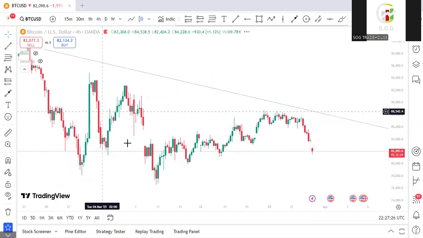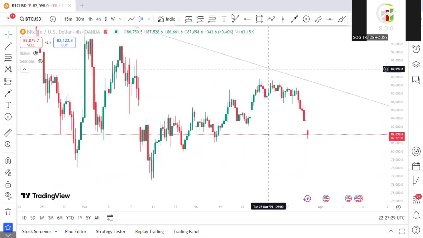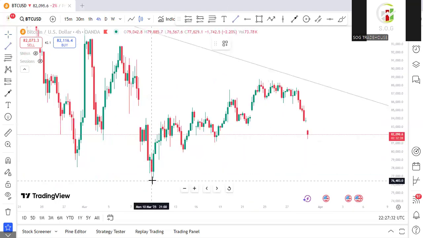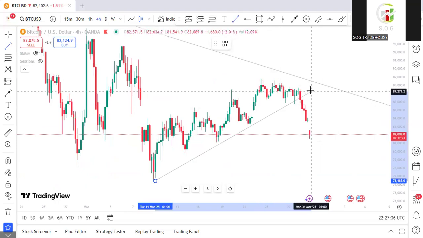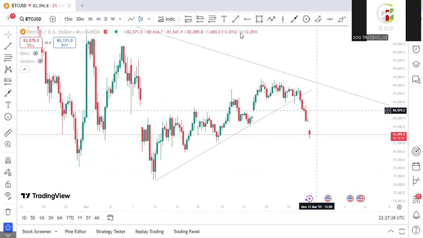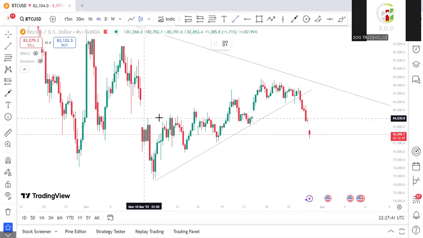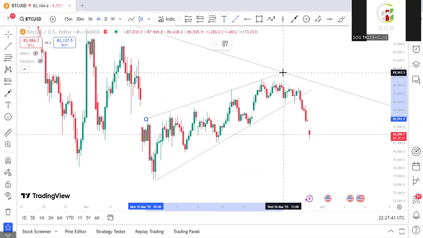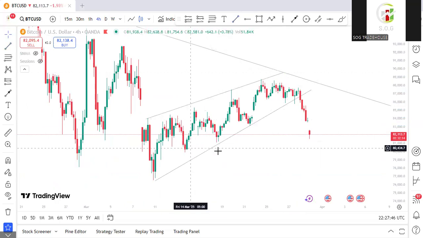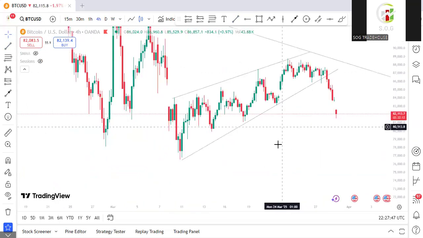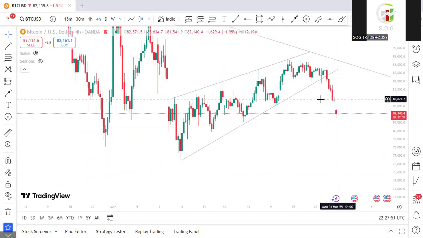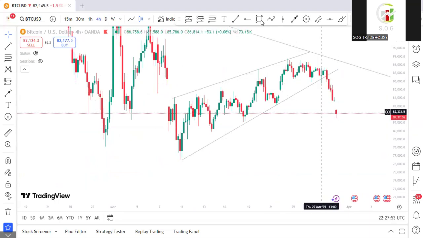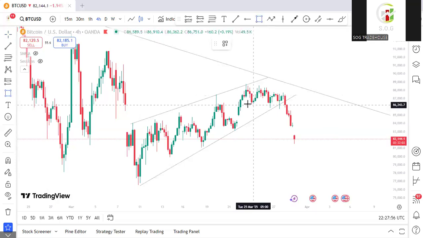If we go down to the 4-hour time frame, you can see BTC has broken out of this chart pattern over here. Like I always say, guys, after every breakout, we must wait for the retest of the breakout. So what are we waiting for? We're waiting for the retest of the chart pattern, and we can also mark out this level over here.